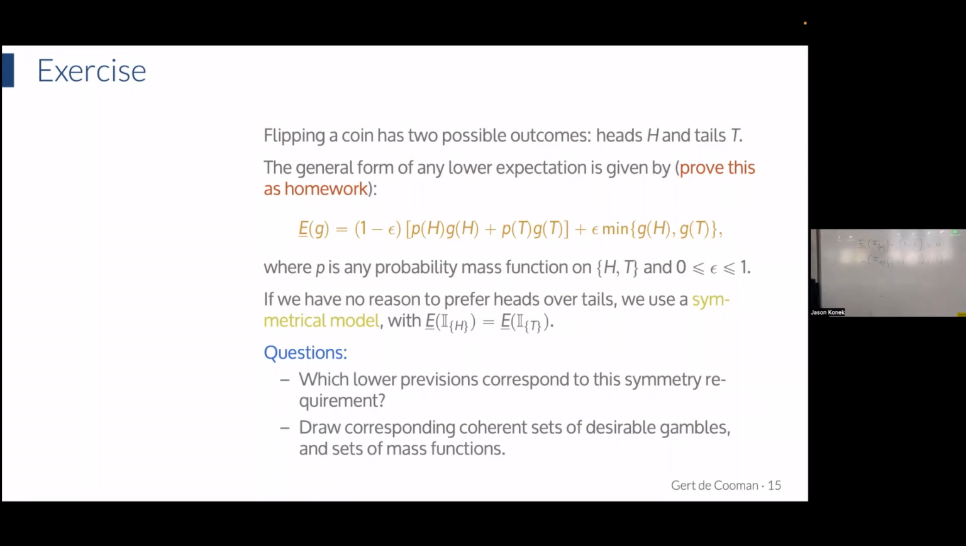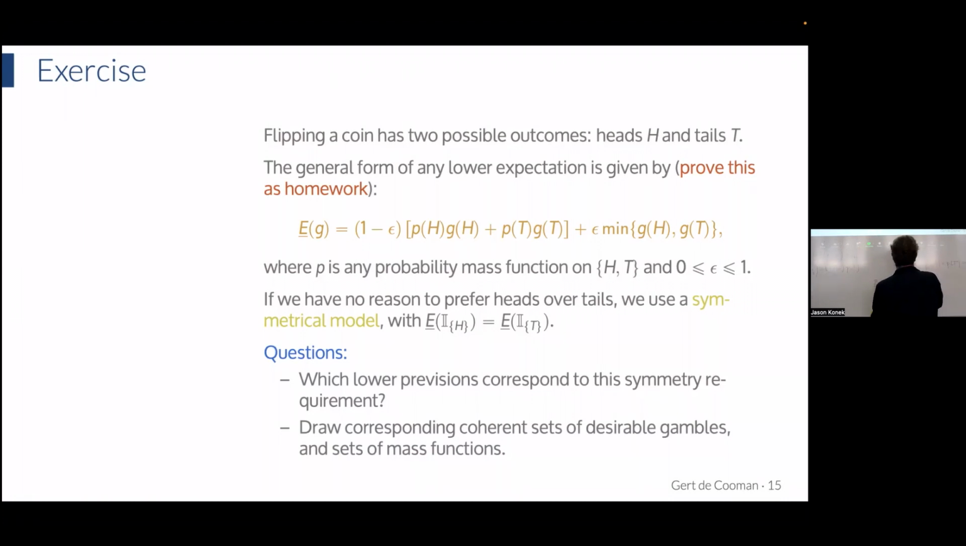They must be equal. So there are two possibilities. If epsilon is equal to 1, then there's not much I can say. But if epsilon is smaller than 1, then it follows that the probability of heads should be equal to the probability of tails, and therefore should be equal to 1/2. And therefore, I always find that the lower expectation operator for any G is in this case equal to, what is it?